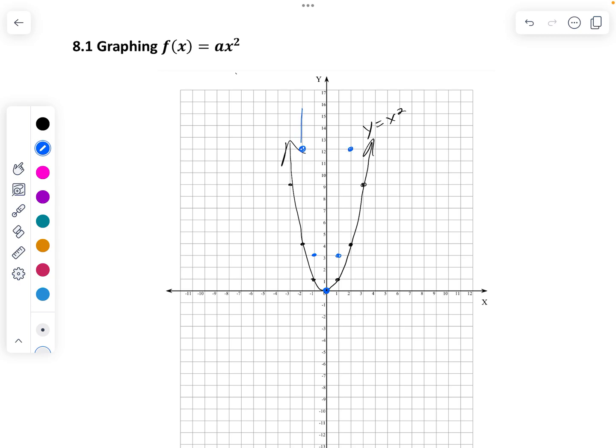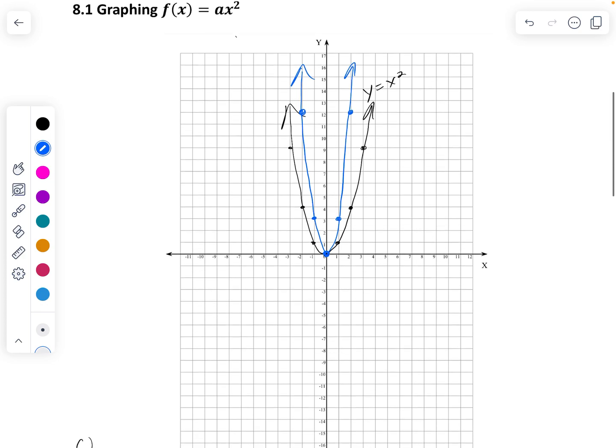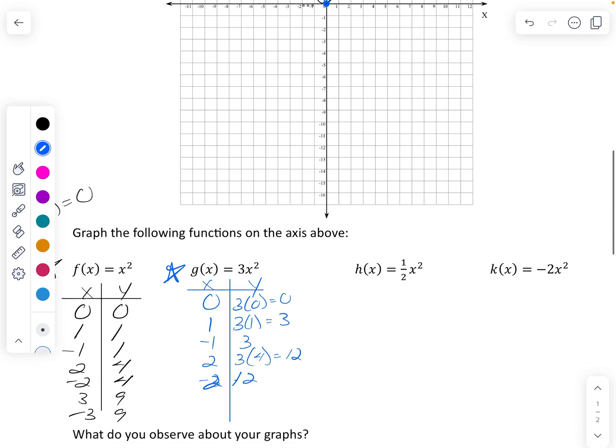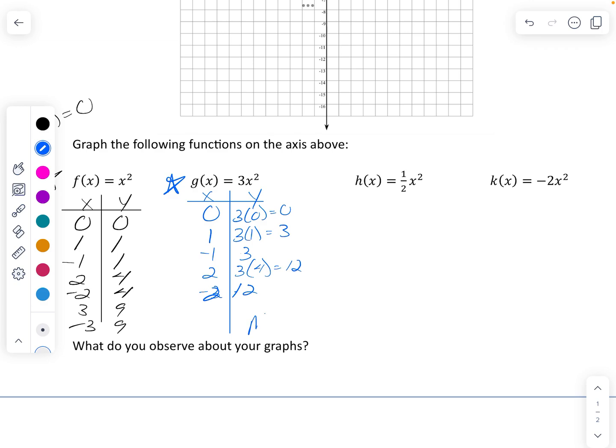So I'm going to draw this parabola here, and we can see how it relates to our parent function. So I think we can see it has the same vertex, but it is more narrow, right? It is more narrow than the original.